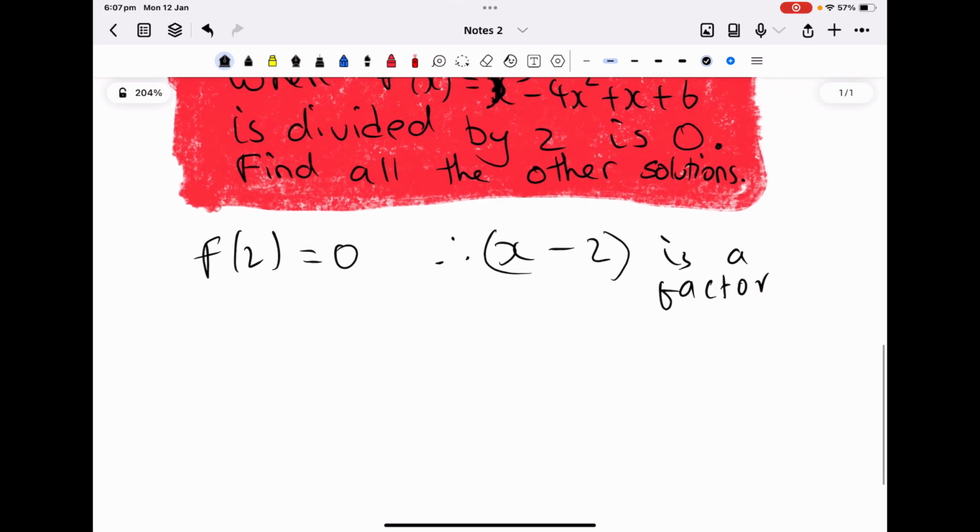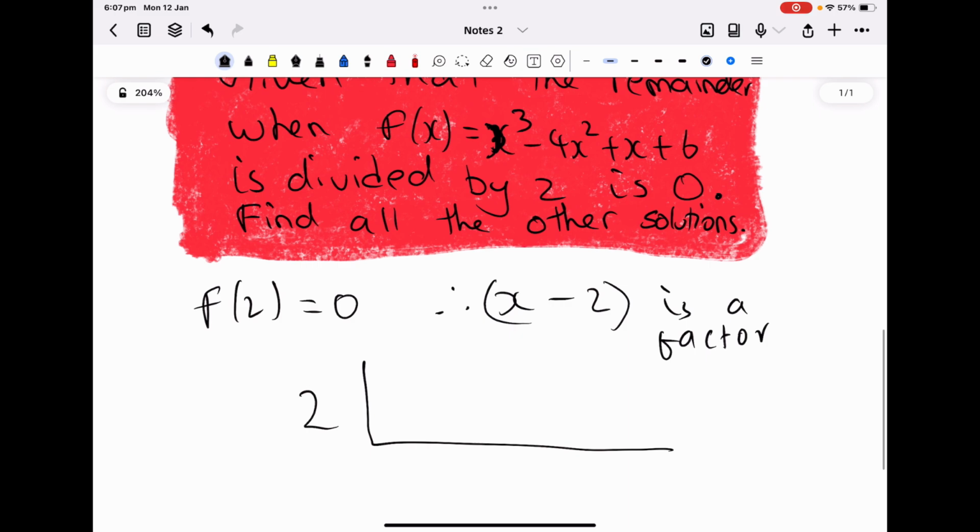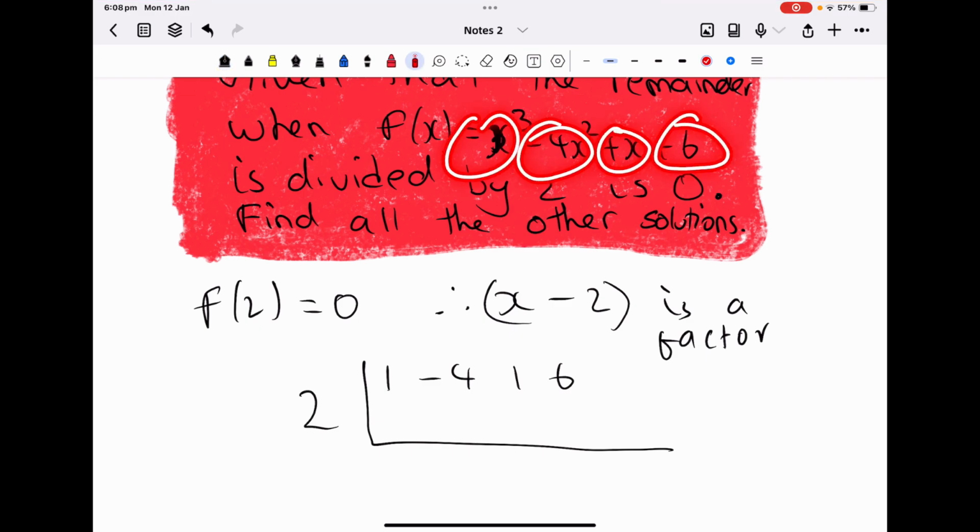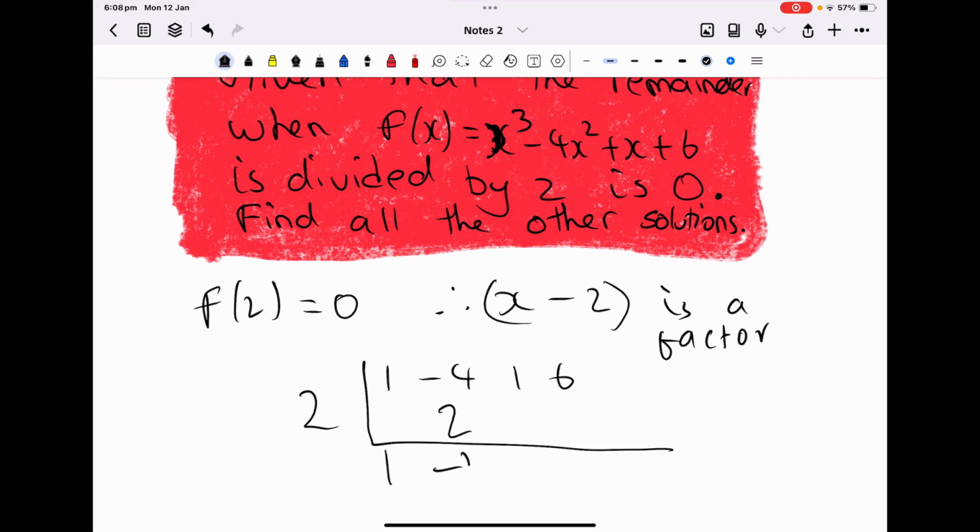Now instead of doing long division, you can just use synthetic division, which is just 2, and then the coefficients of x cubed, which is 1, -4, 1, 6. Instead of doing all the long division, you can just put 1, then 2, -2 here, -4, and you get -3, and then you get -6, into 0.